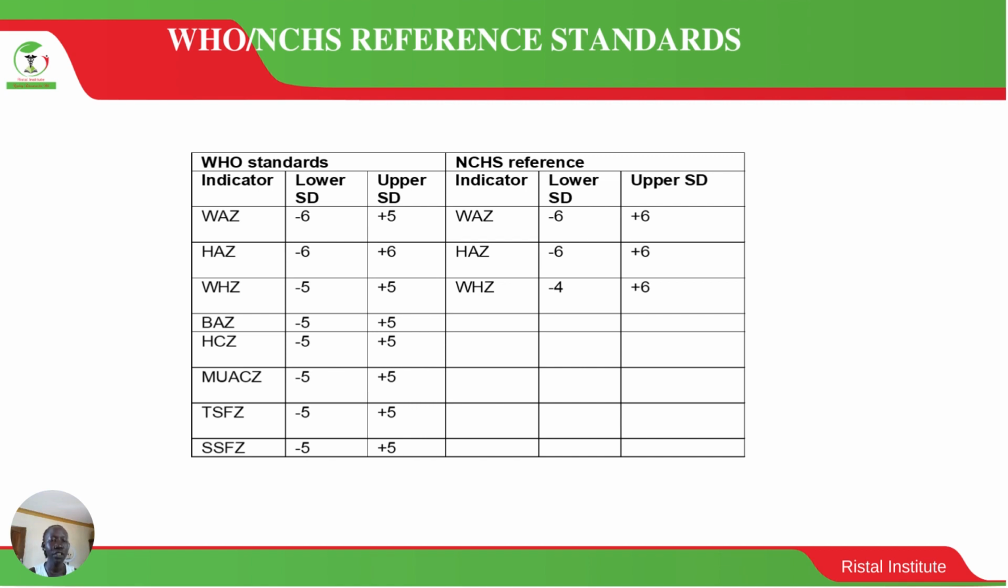Then for weight for height Z score, we have -5 and +5 extremes. And then for NCHS, we have -4 and +6. Then BMI for age Z score, -5 and +5. So you go ahead and look at this graph and analyze each of these different variables in context.